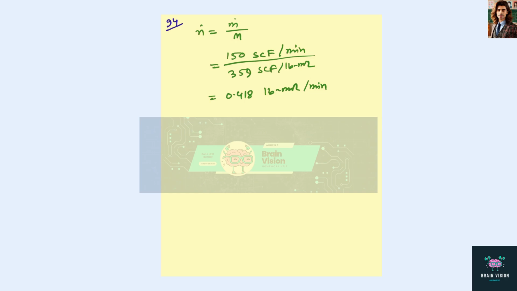Now we can get the critical temperature and critical pressure for nitrogen. The critical temperature for nitrogen is 126.2 Kelvin. Let's convert it to Rankine scale. 126.2 multiplied by 1.8 gives us 227.16 Rankine, and the critical pressure is 33.5 atmospheres.